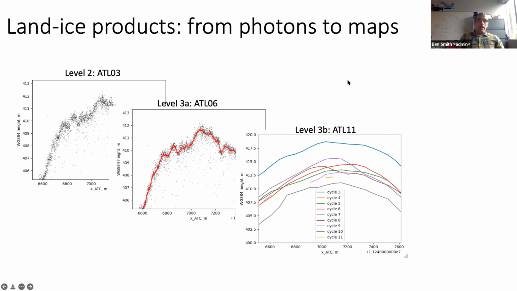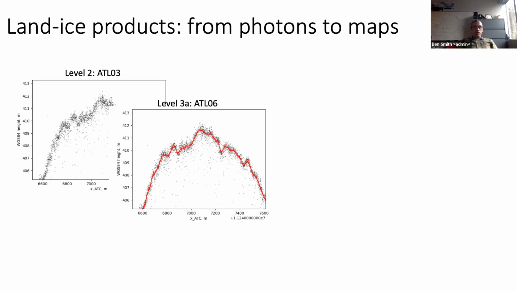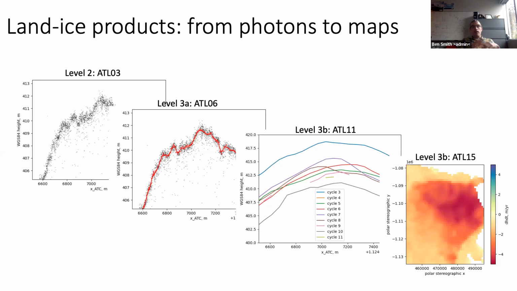And then by combining data from all of the available ATL11 data, we can make a map of the area. Now this is zoomed out significantly from what I was showing you before, but it shows you Zachariae ice stream in Northeast Greenland, and it shows you the rate of elevation change. So the mean rate of elevation change is up to 5 or 6 meters per year for the duration of the ICESat-2 mission so far.